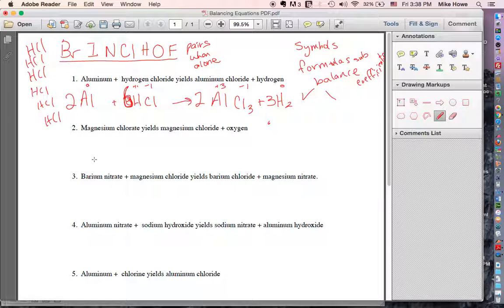For the second one, we're going to do the same 3 steps. I would suggest that you try it before I write it down and see if you can work it out, and then follow along as I do it.